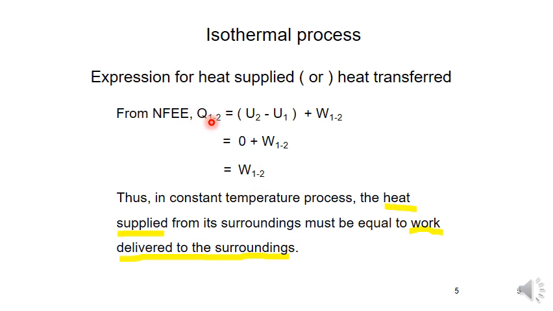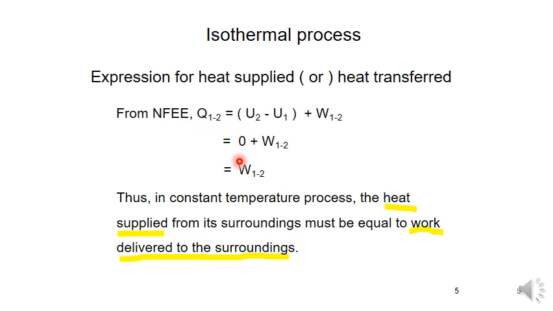For a process from 1 to 2, Q1 to 2 is equal to W1 to 2. The path of the process on the PV diagram will appear as a rectangular hyperbola, and hence we call the isothermal process a hyperbolic process. This hyperbolic process is based on Boyle's law. In the expression for the heat supply, whatever heat we give to the system is equal to the work delivered to the surroundings.